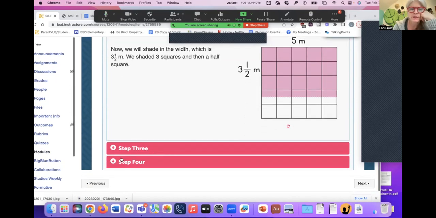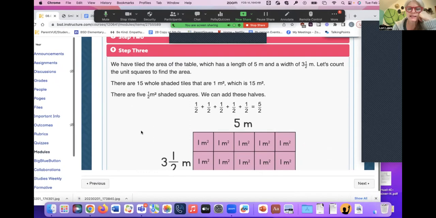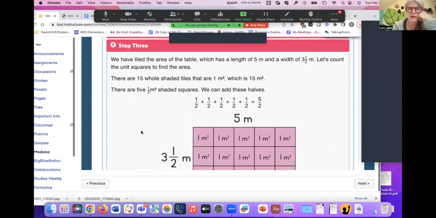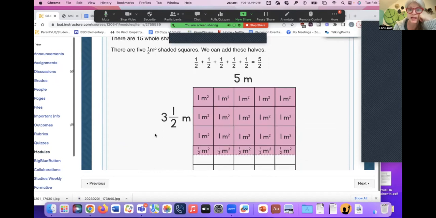Great. Step 3. We have tiled the area of the table, which has a length of 5 and a width of 3.5 meters. Let's count the unit squares to find the area. There are 15 whole, or 3 times 5, 15 whole squares. And there are 5 half squares. So if we push these 2 together, it makes 1. That's 16. These 2 together, it makes 1. That's 17. And we have a half a meter left.